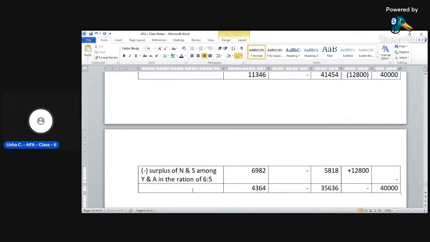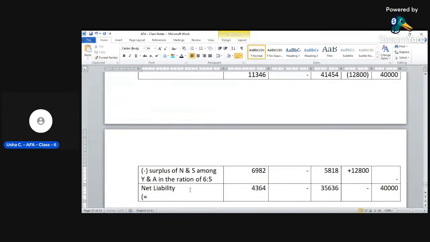This 40,000 is called what? After adjusting all the surplus, this is called net liability. For this, what we should do at the end, we need to add the firm underwriting. Firm underwriting is how much?